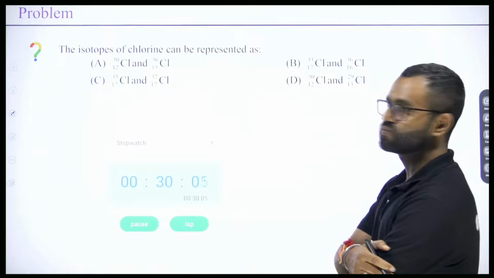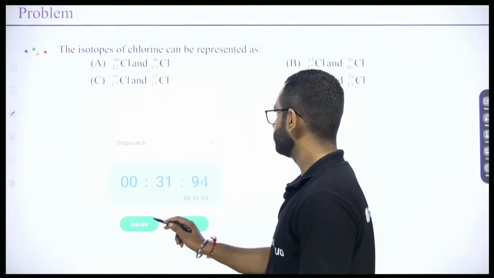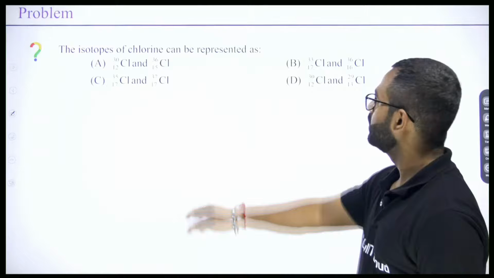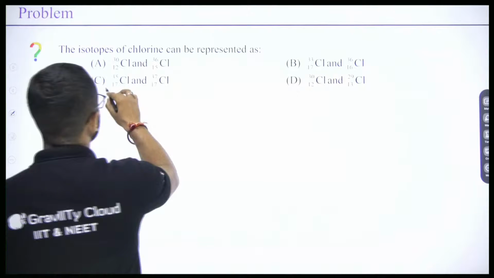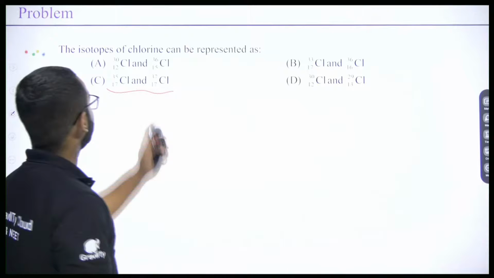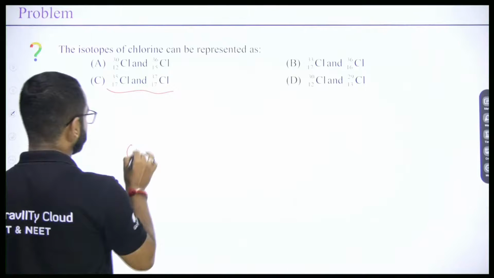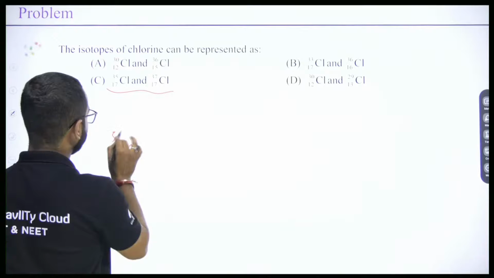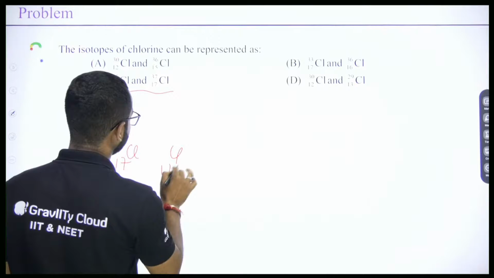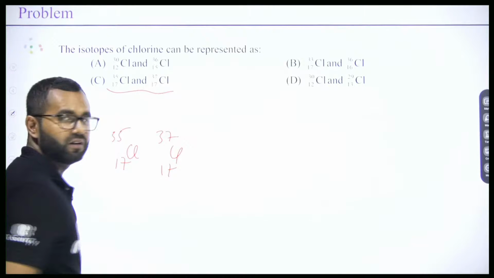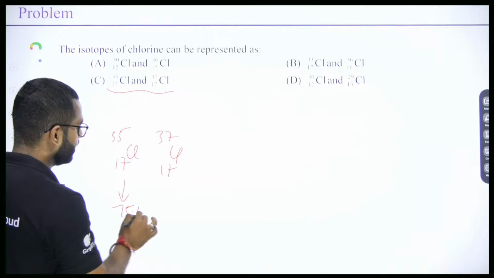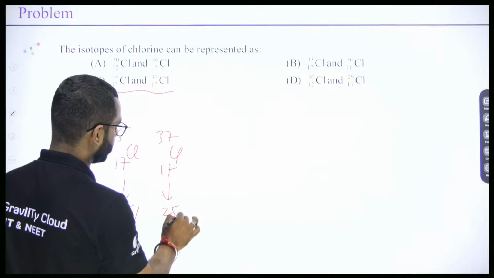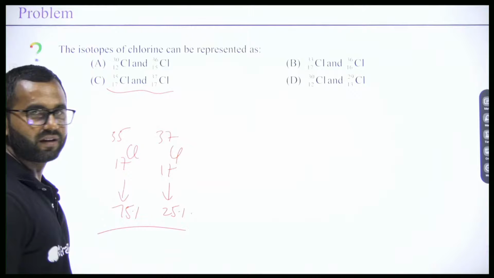Okay. So what is it? Chlorine 35 and chlorine 37, right? We know the isotopes of chlorine. Chlorine isotopes are Cl-35 and Cl-37. We know this thing, right? And this is present in 75% abundance, this is 25% abundance, right? Natural abundance. So the answer is C.